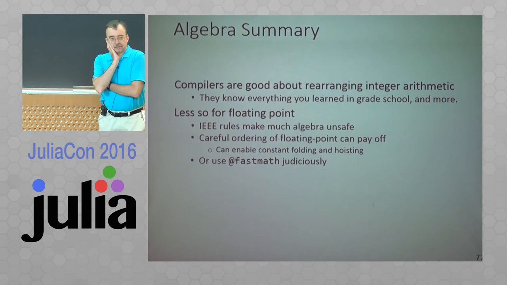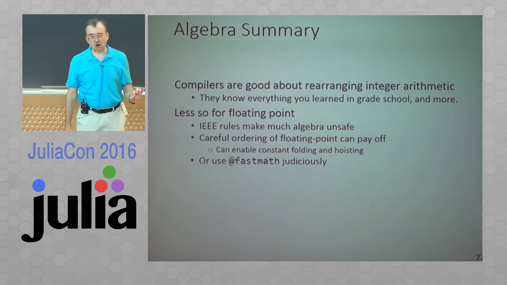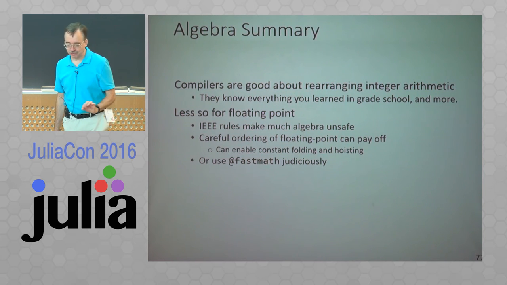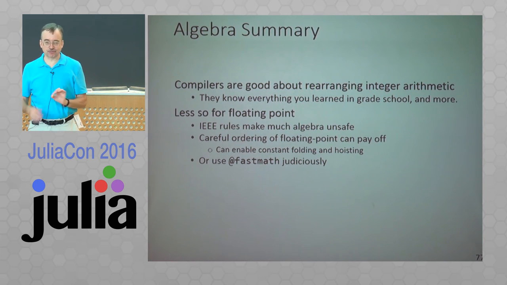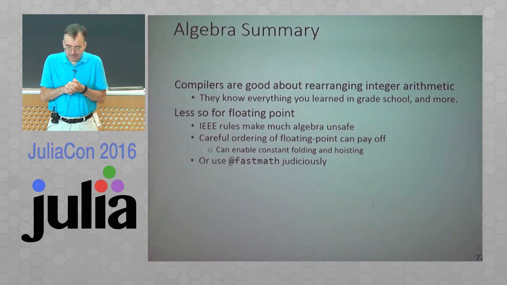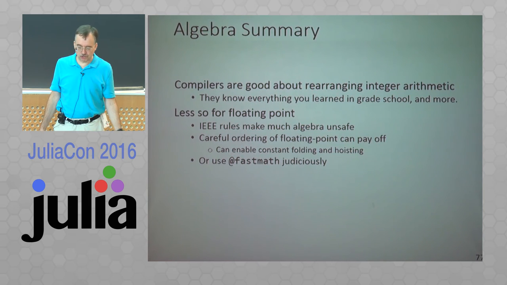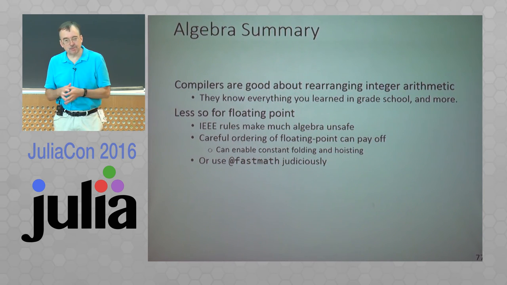In general, the rule for algebra is that compilers are very good about rearranging integer arithmetic. They know everything you learned in grade school, and probably things you didn't, at least for integers. For floating point, much of the algebraic rules you learned in grade school are unsafe. They return slightly different answers. So by default, they're off in Julia. Julia stresses accuracy and predictable results. And if you want all those rules applied, you mark things with fast math.